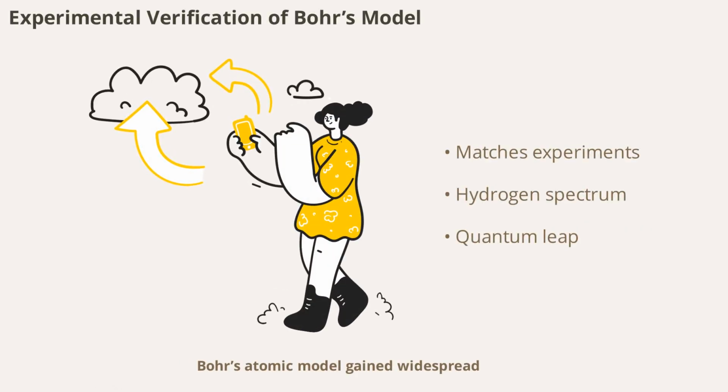Bohr's atomic model gained widespread acceptance because it matched experimental observations, especially the hydrogen spectrum. The precise agreement between predicted and observed spectral lines provided strong evidence for quantized energy levels. Experiments with other elements also supported Bohr's ideas, although some discrepancies emerged for more complex atoms. Overall, experimental verification was crucial in establishing the validity of Bohr's model and advancing the field of quantum physics.